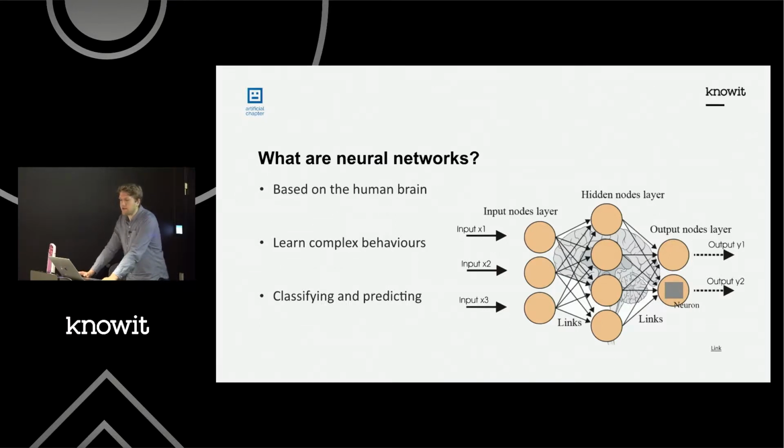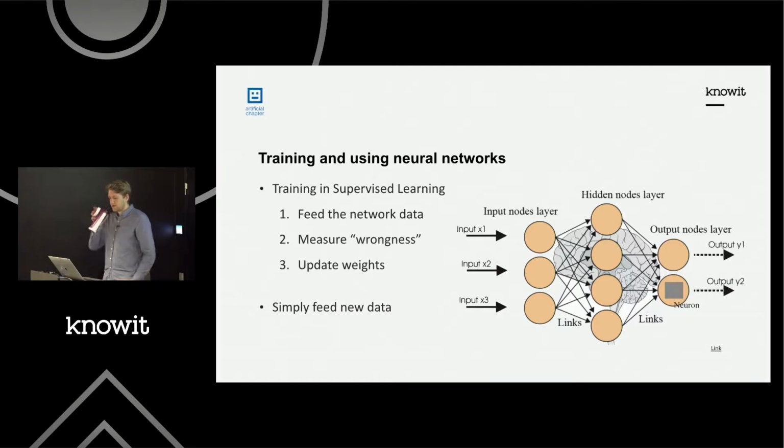They're able to learn very complex behaviors, such as image recognition and natural language processing, and they're often used for classifying and predicting certain things.